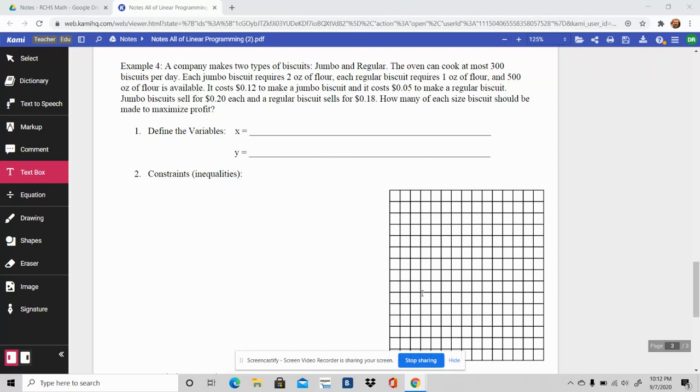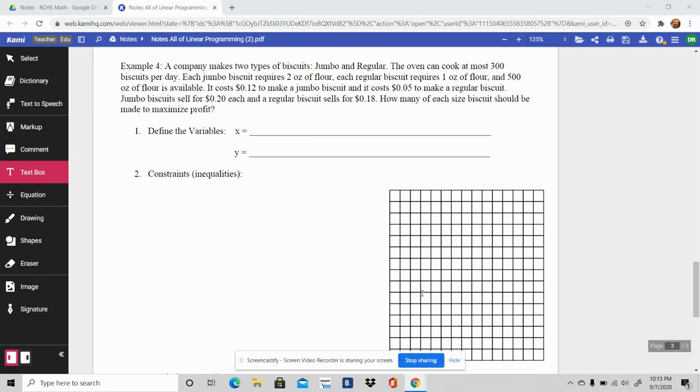All right, so in this example, it says a company makes two types of biscuits, jumbo and regular. The oven can cook at most 300 biscuits per day. Each jumbo biscuit requires 2 ounces of flour. Each regular biscuit requires 1 ounce of flour, and 500 ounces of flour is available. It costs 12 cents to make a jumbo biscuit, and it costs 5 cents to make a regular biscuit. Jumbo biscuits sell for 20 cents each, and a regular biscuit sells for 18 cents. How many of each size biscuit should be made to maximize profit?